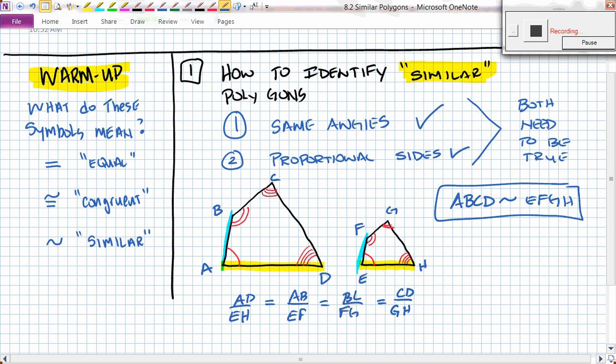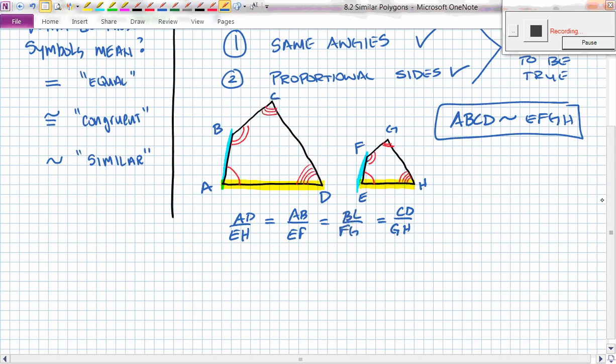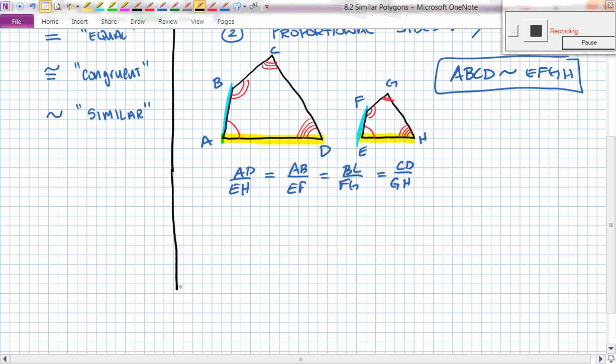So polygon ABCD is now similar to polygon EFGH because all of the angles are the same and all of the sides are in proportion. You feeling pretty good about that so far? Can I answer any questions about that before we move on and see an example? No, we're good? Okay, let's go on to step box 2.